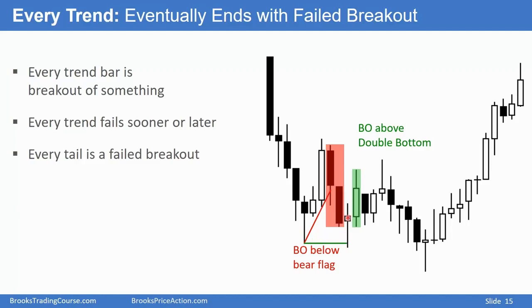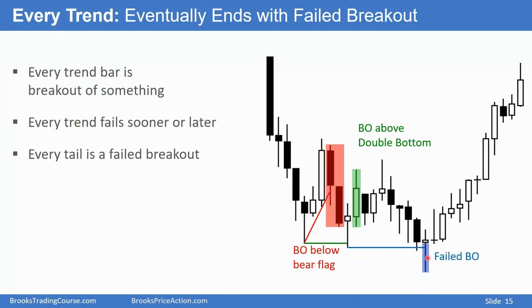This bull doji is probably not strong enough to reverse these two bear bars. This reversal is probably minor, and therefore a leg in a bear flag or in a trading range, and the market probably will continue sideways to down. This bull bar, a trend bar, every bull trend bar is a bull breakout. It's a breakout above this double bottom, or at least above this buy signal bar at the double bottom.